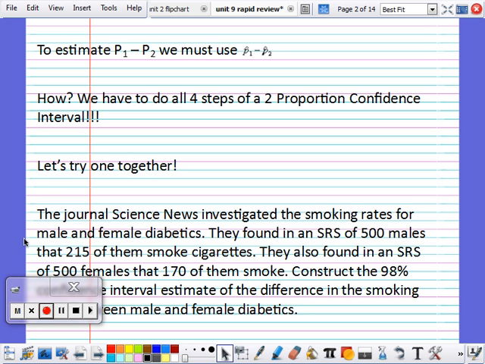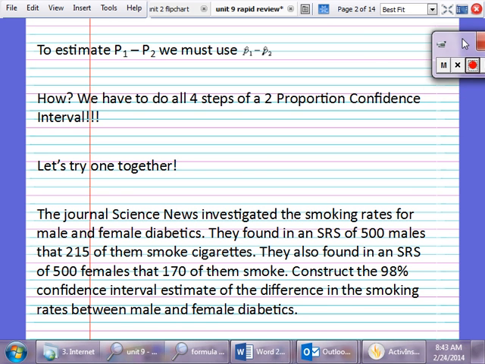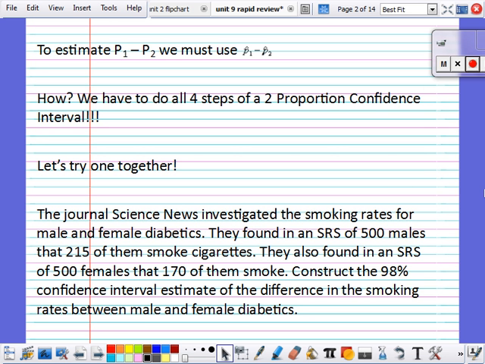The journal Science News investigated smoking rates for male and female diabetics. They found in a random sample of 500 males that 215 of them smoked cigarettes. They also found in a random sample of 500 females that 170 of them smoked cigarettes. Construct the 98% confidence interval estimate for the difference in the smoking rates between male and female diabetics. Could you please pause this video now and do this on your own?